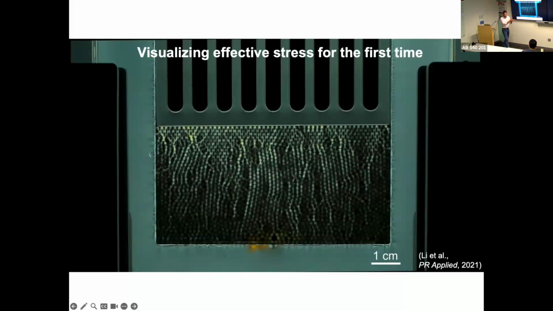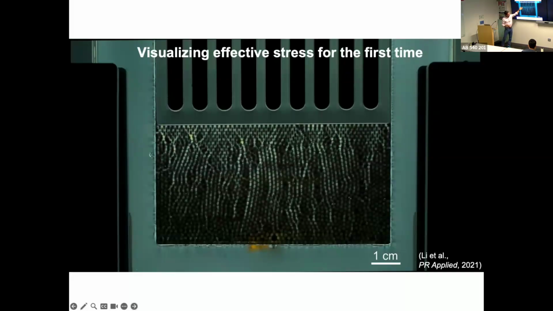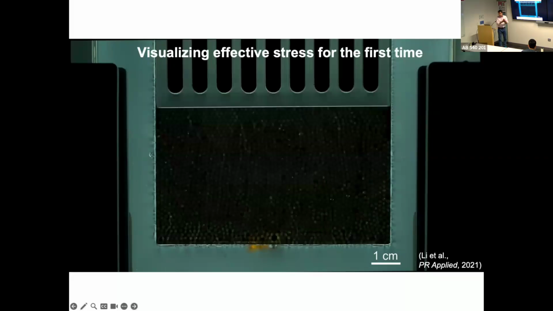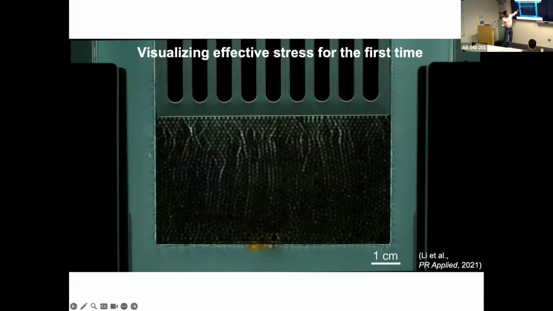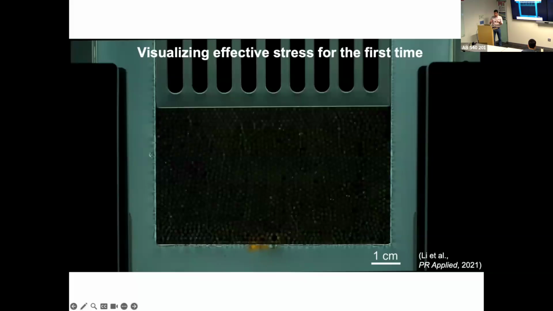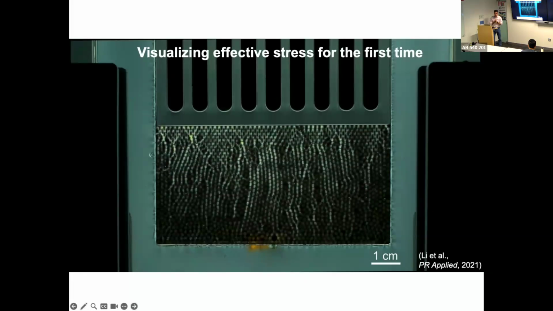This is a cell where you have a granular pack filled with fluid. You load this granular pack with a load that allows for the fluid to leak out, but not the beads. And as you do so, you exert increasing stress throughout the granular pack. And as a result, that brightness from photoelasticity builds up.